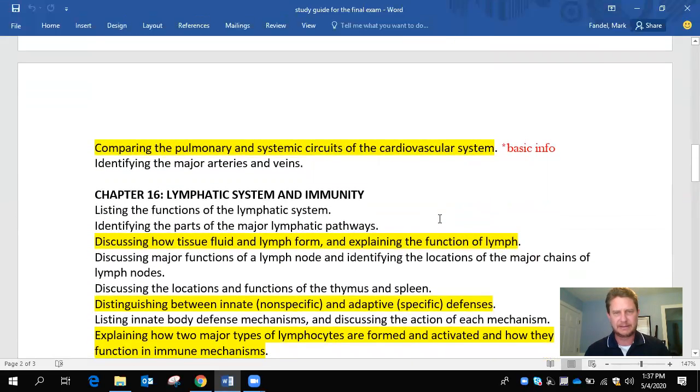Now, comparing pulmonary and systemic circuits is what I went into before. Pulmonary is going to be carrying deoxygenated blood to the lungs and then carrying oxygenated blood back. In the pulmonary circuit, it is opposite. The arteries carry deoxygenated blood, the veins carry oxygenated blood. Remember, if you want to make that a true statement, arteries always carry blood away from the heart. Veins always carry blood to the heart, right?